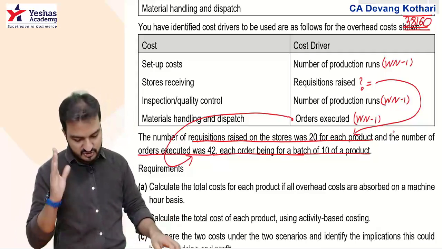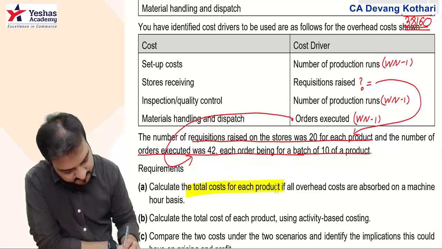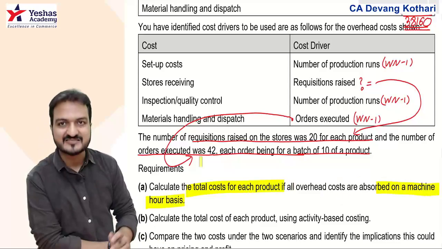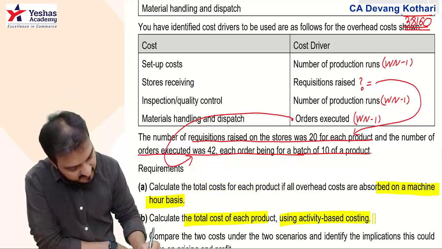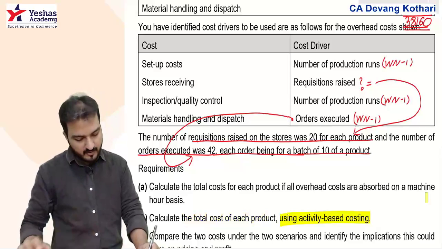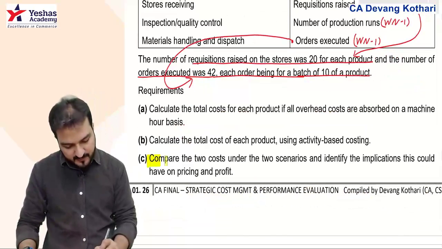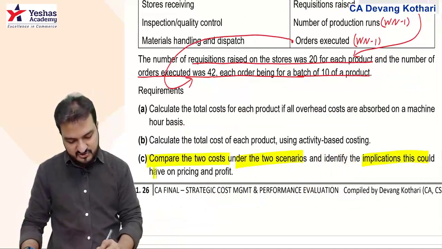Done? Yes. So, required part: you are asked to calculate total cost for each product if overhead costs are absorbed on machine hour basis, meaning the traditional method. Then calculate total cost of each product using activity based costing. But before that, I need to show you working note 1. And third, they're asking you to compare the two costs under the two scenarios and identify implications this could have on pricing and profit.